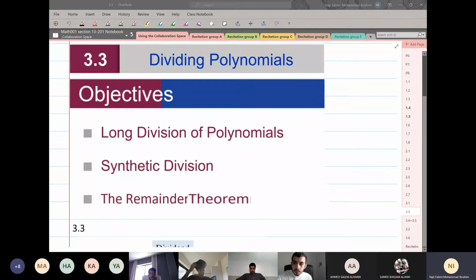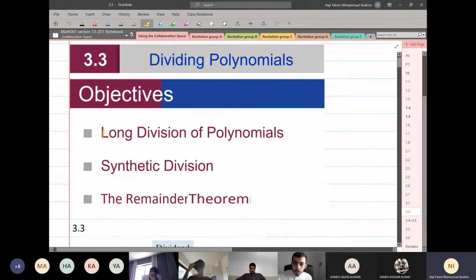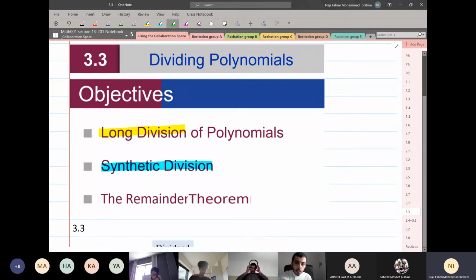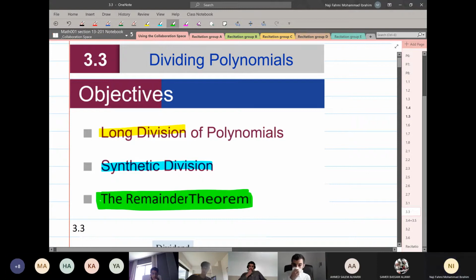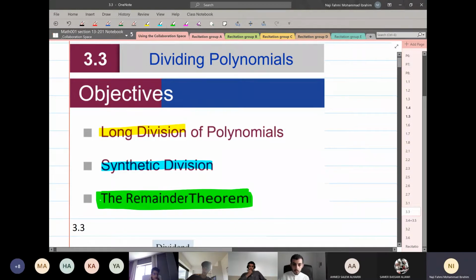The first method that we'll use is the long division of polynomials. Then the second method is the synthetic division. And at the end, we will talk about the remainder theorem. Does anyone know the meaning of remainder in Arabic? الباقي. Al-Baqi. Thank you very much.